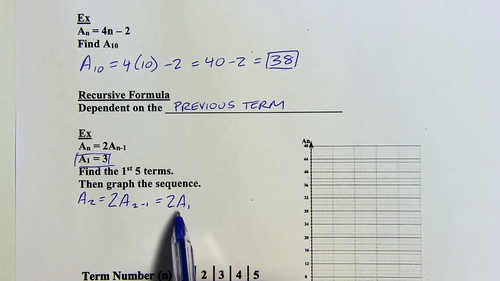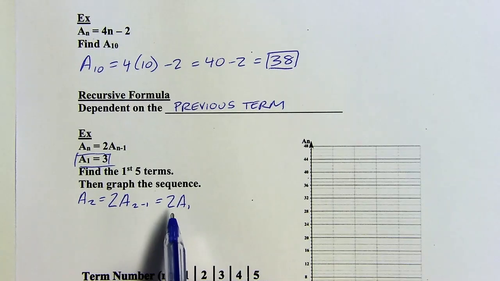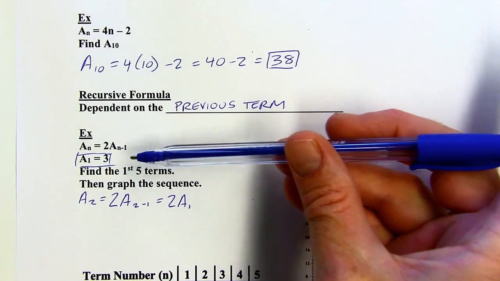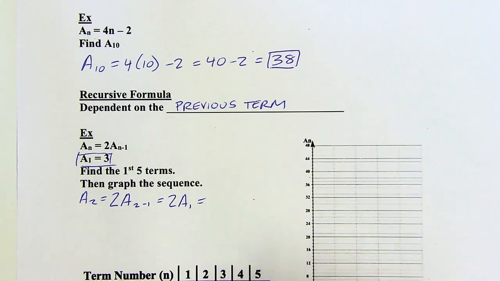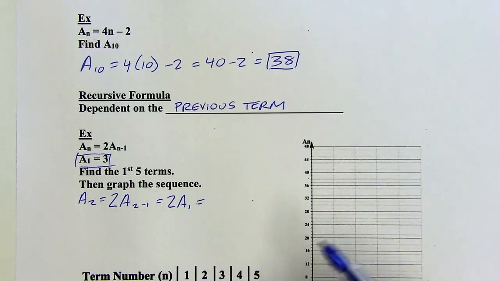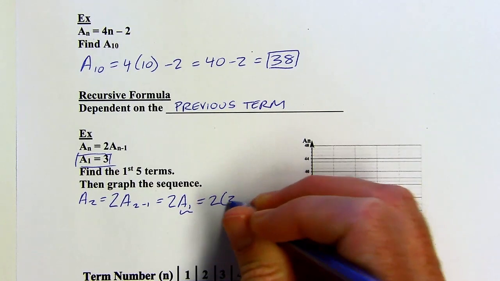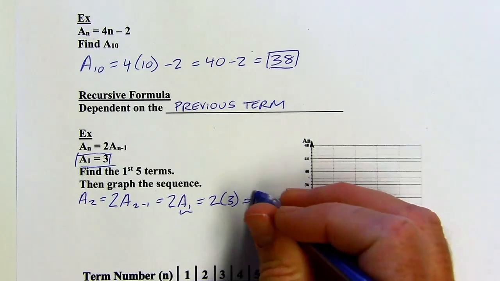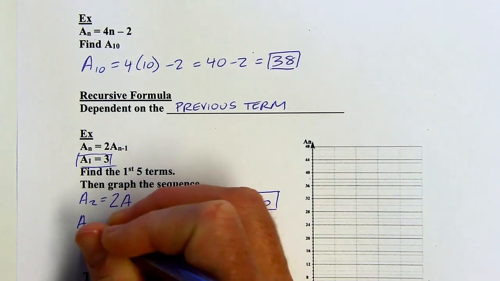Okay? Now, I would be stuck here if I didn't already know that a sub 1 equals 3. Okay, that's why they gave you the first term, because you're always going to need a term to build off of. So in this case, a sub 1 equals 3, and that means I know the second term is going to be 6. Okay, and let's find the third term.